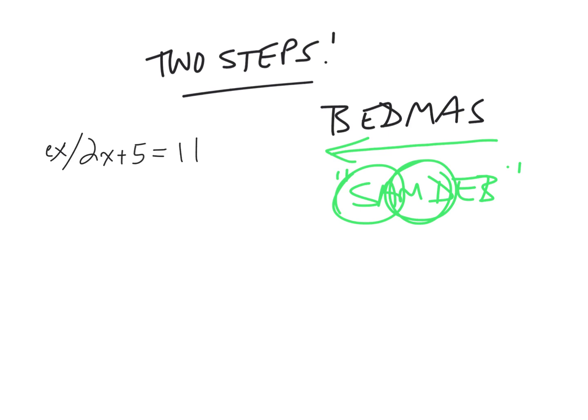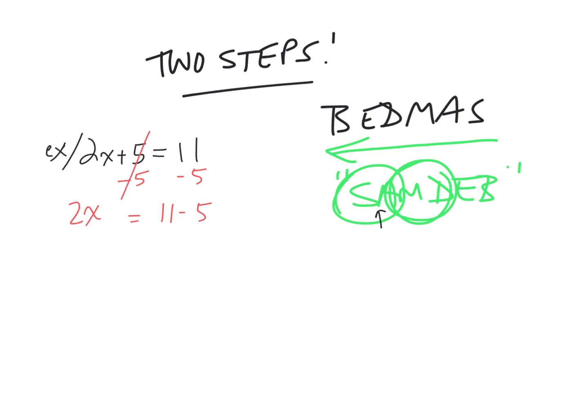First, we're going to do the addition part. So we have 5 being added. We're going to subtract 5 from each side. So it's going to leave us with 2x equals 11 minus 5.